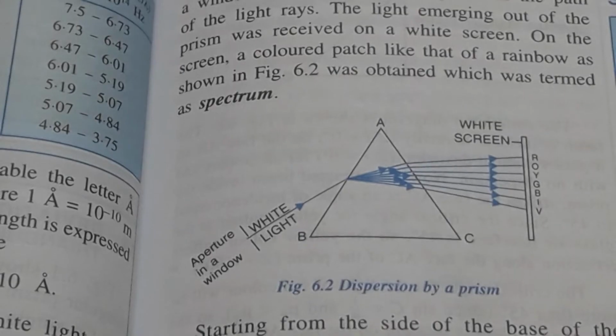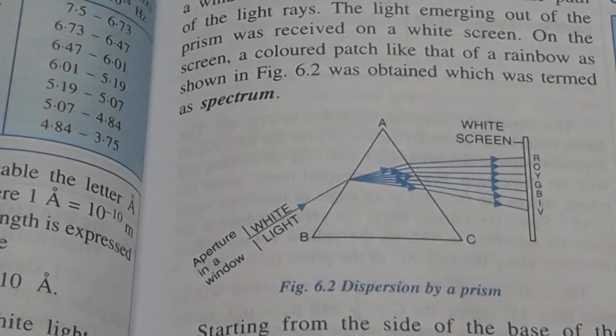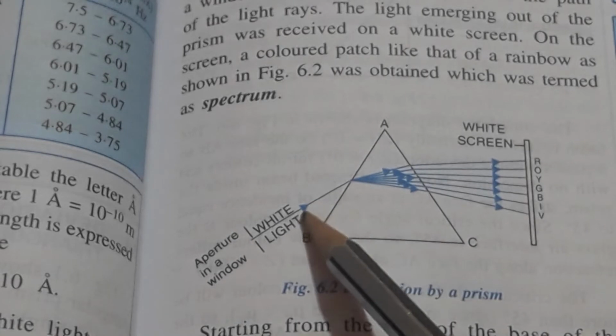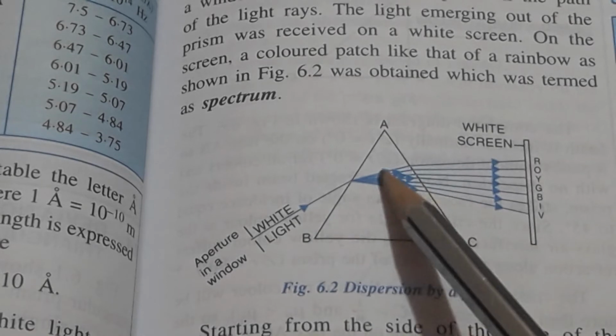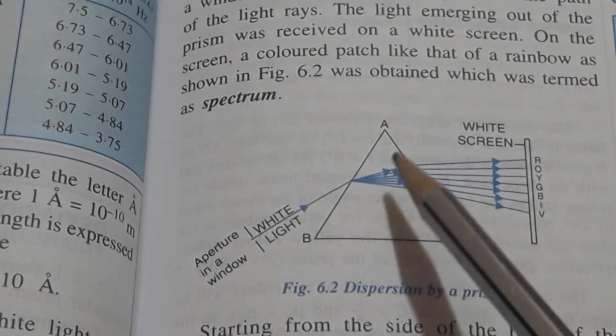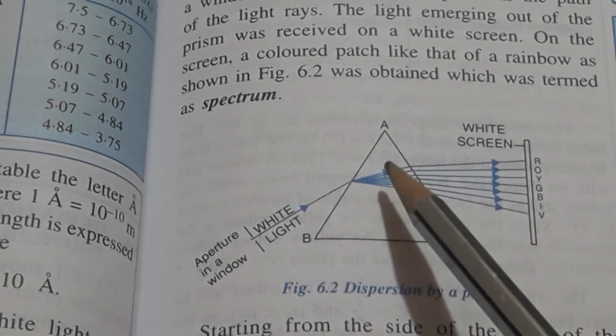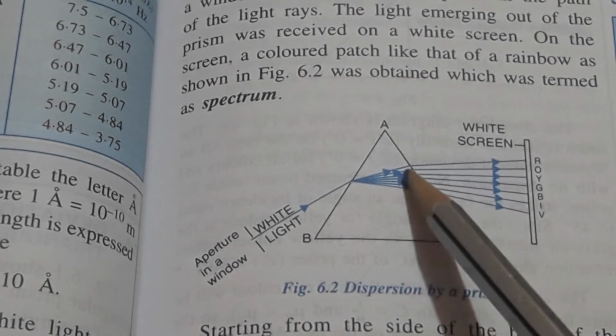See here, this is the dispersion by a prism. Before learning about it, what do we mean by dispersion? The phenomenon of splitting of white light by a prism into its constituent colors is known as dispersion. See here, on striking the prism, the colors are separated. You can see the arrows here, they are not in the same direction. Depending upon their wavelength, their color and their frequency, they are separated. This is called dispersion.